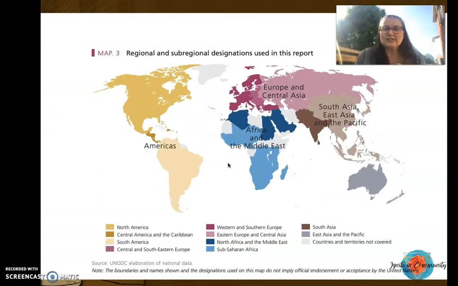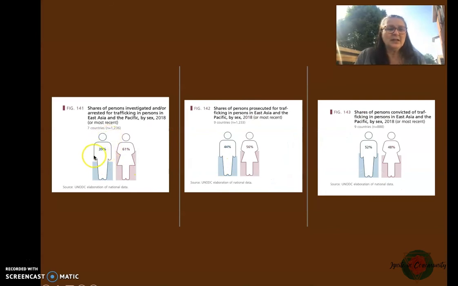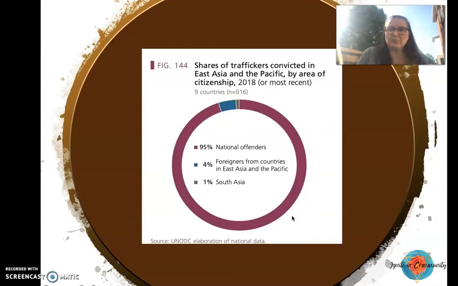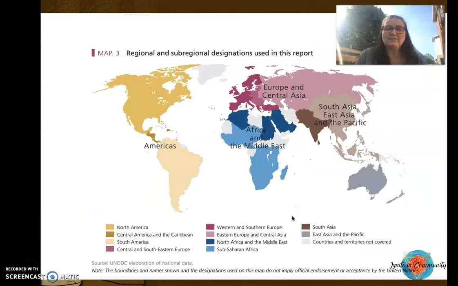So now we're going to look at East Asia and Pacific. And we can see again, predominantly it's women that are being convicted. And looking at the numbers, we can see there's not a big difference between those that are being arrested and those that are being convicted. And only a slight decrease in those that are being arrested, those that are being prosecuted. And then we just have a slight decrease in those that are being convicted, but I don't think this is giving us a clear picture by any means. 95% of those convicted are national offenders.